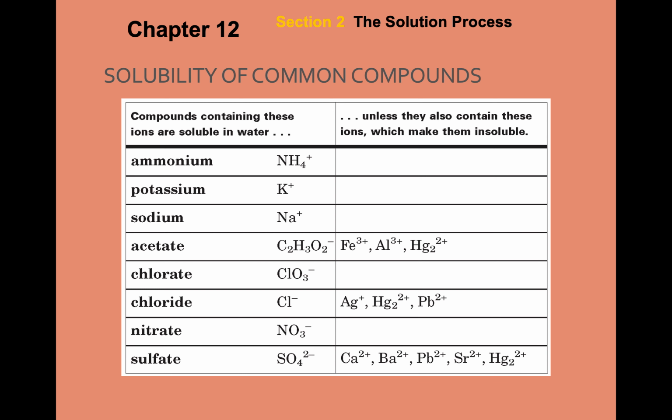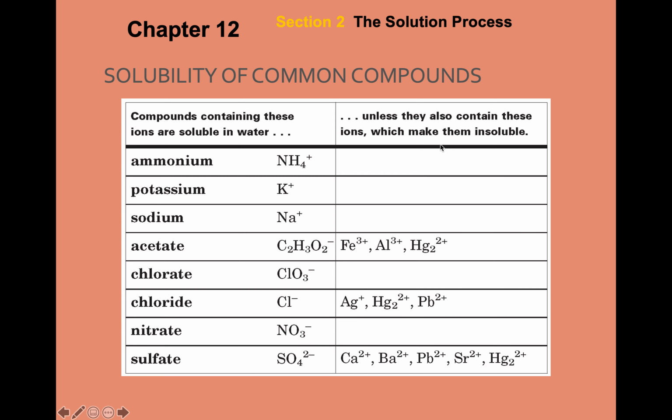But if we look down at, say, chloride, we say all compounds containing a chloride ion are soluble in water, except if it's attached to silver, mercury, or lead. So in other words, if we had AgCl or PbCl2, those two would not be soluble in water, meaning when you tried to dump it in water, it wouldn't dissolve, it wouldn't disappear, it would just kind of settle at the bottom.